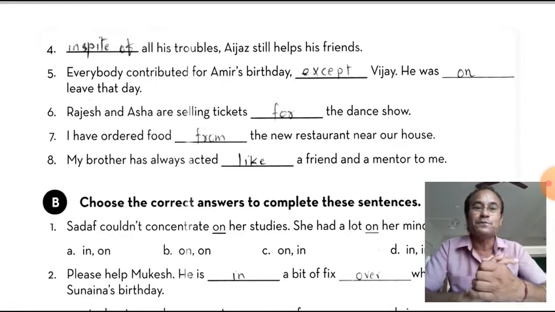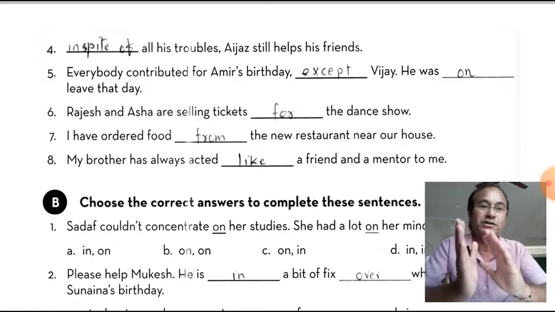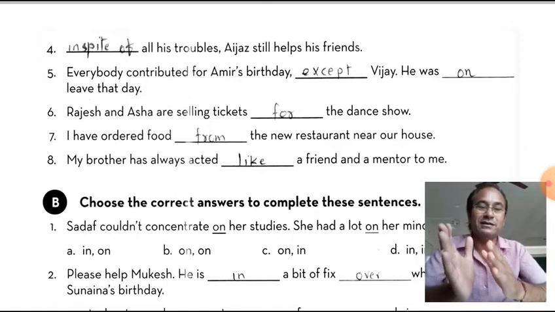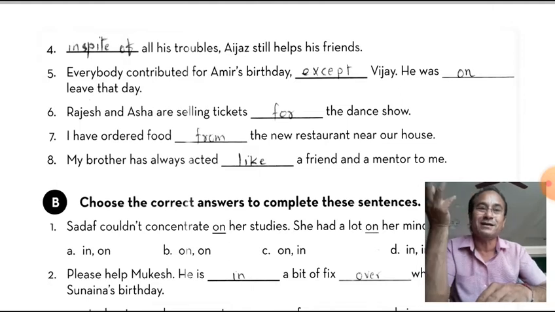Rajesh and Asa are selling tickets for. Why? For the dance show. And dance show is a noun, and the preposition is placed before it. I have ordered food from. So from indicates source. From where? The source of something. I have ordered from the new restaurant near our house. From the Kashmir Valley, cherries come from. So here it's the source, where we bring something from.